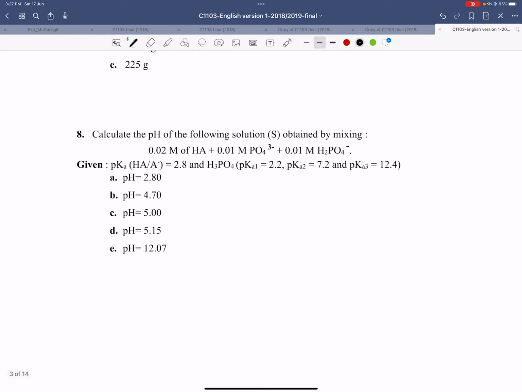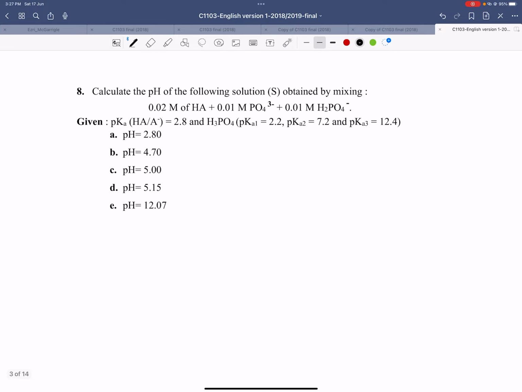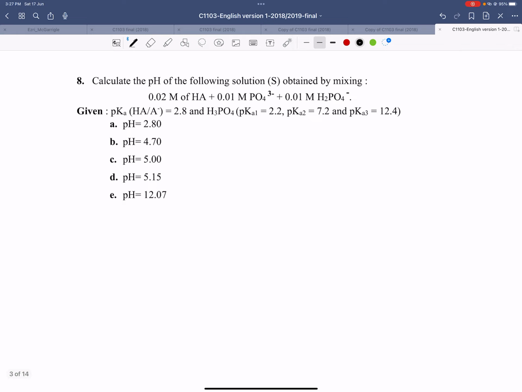Number 8. Oh, you have a lot of space for number 8, so number 8 probably needs a lot of space. Calculate the pH of the following solution obtained by mixing. Okay, obtained by mixing. You have a strong acid or is it weak? It's a weak acid. You have a weak acid, PO4 3 minus, it's a base. You have a weak base, H2PO4 minus, it has both acid and base properties.